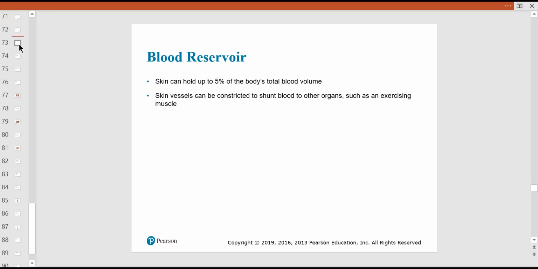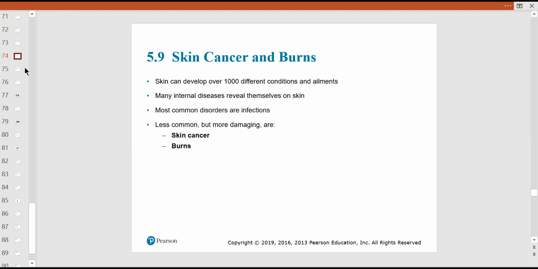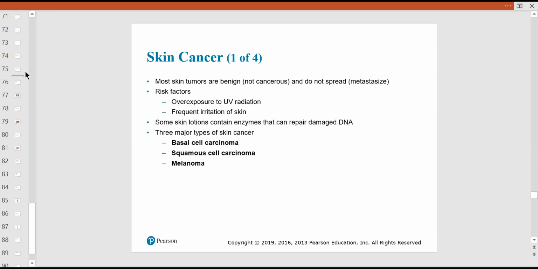Blood reservoir, again, this is definitely more lecture related. So the skin, cancer, and burns, right? Different skin cancers we could show you, different burns.